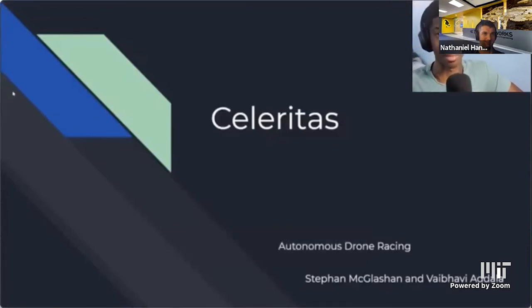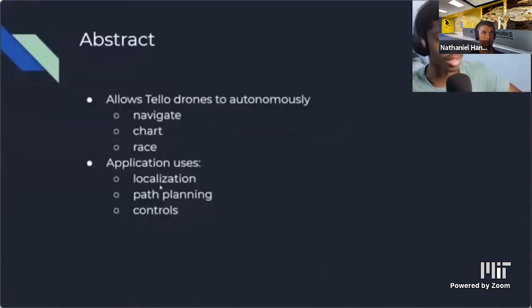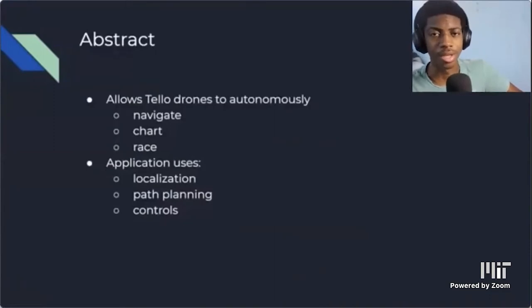Myself and my partner Vaibhavi have been working very diligently in the autonomous drone racing course to present to you Celeritas. Effectively, Celeritas is an application that allows Tello drones to autonomously navigate, chart, and race in your own custom-made obstacle courses using Aruco tags, which are basically like AR or QR tags that the drone scans to figure out where it is. The application does so using localization, path planning, and controls, which my partner will explain.